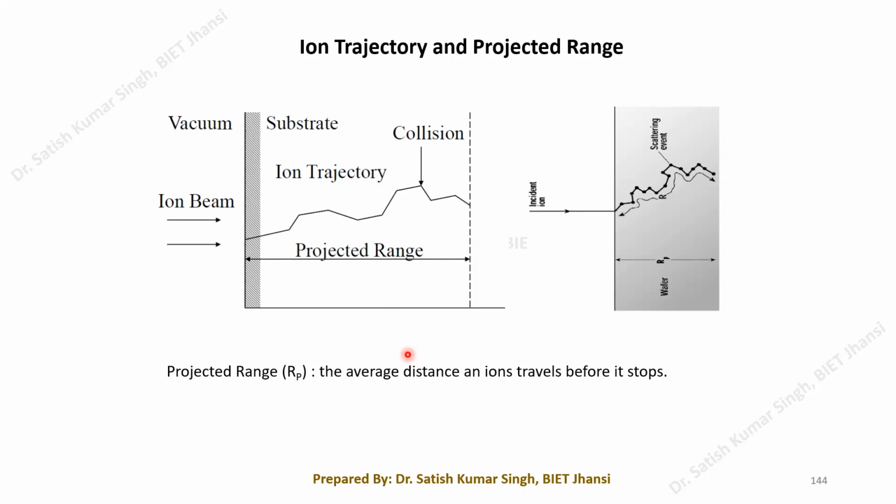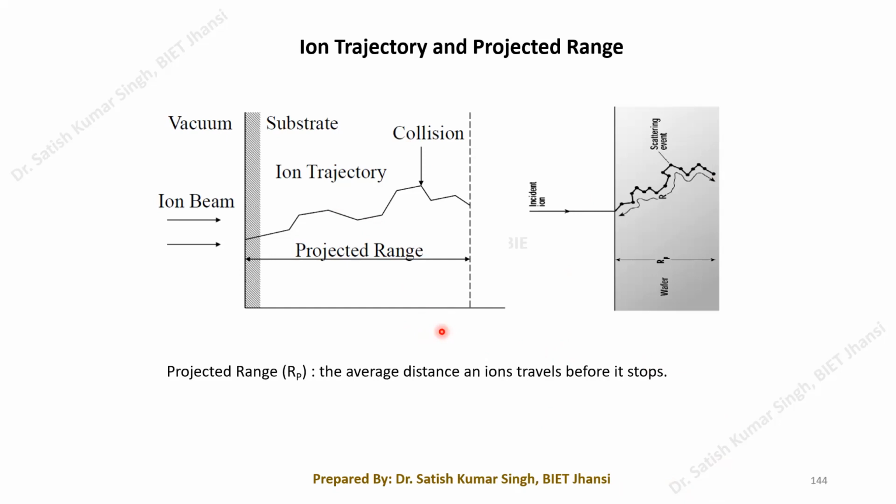And I told you initially that we are going to get a certain dopant profile, in which we are going to have a peak at a certain depth, and then the concentration of the dopant atoms is going to reduce on both sides, either as you go deeper inside the material or towards the surface. So we have to look at the different stopping mechanisms and how this ion beam is going to stop. So this is our ion trajectory and projected range.